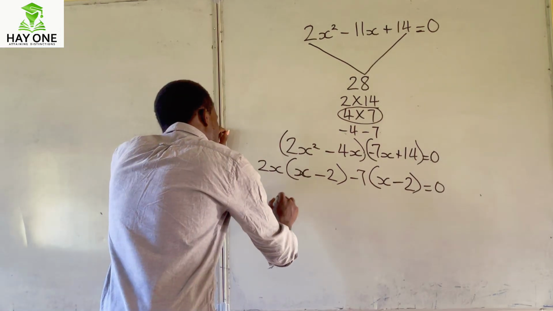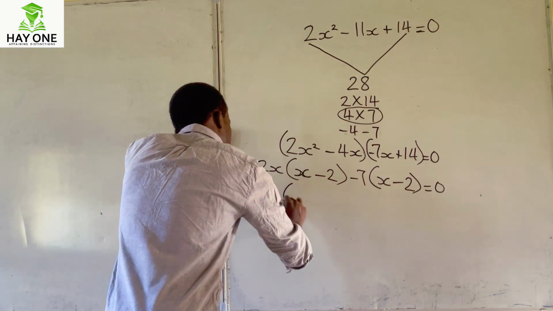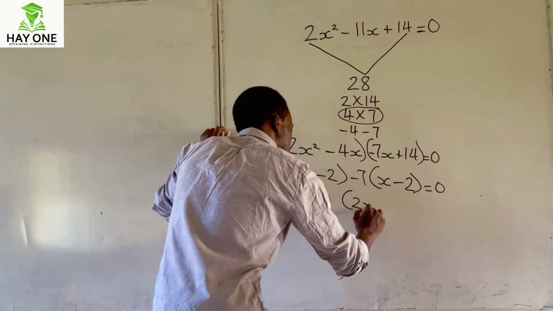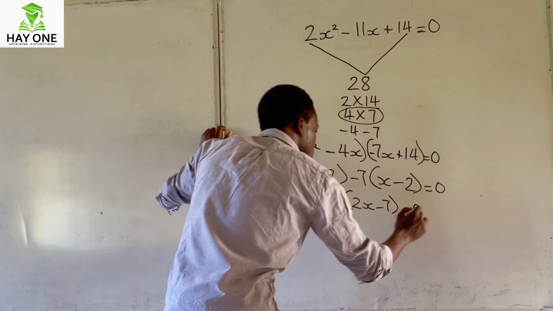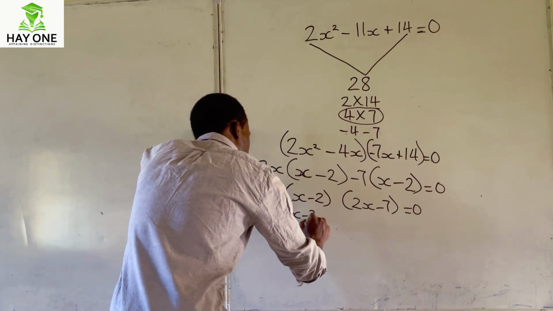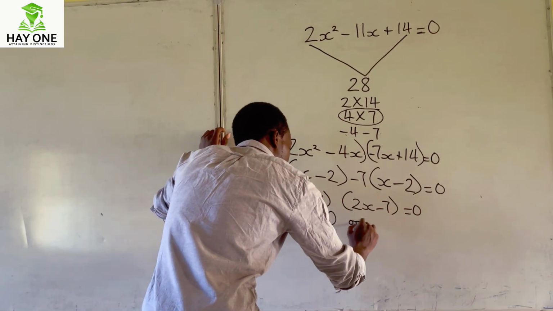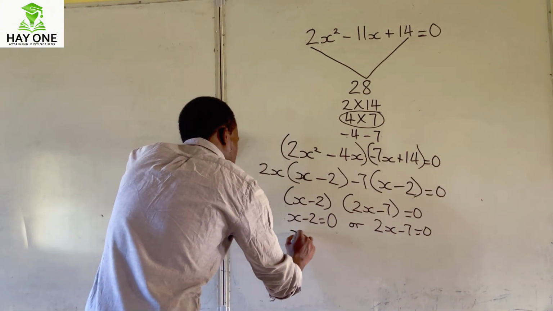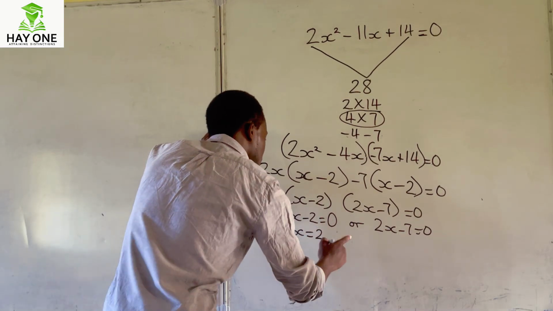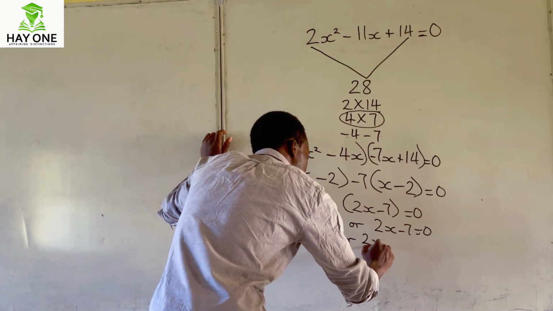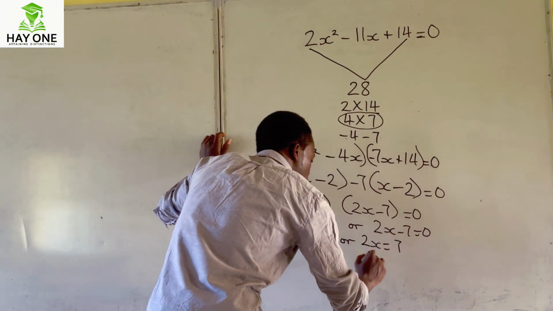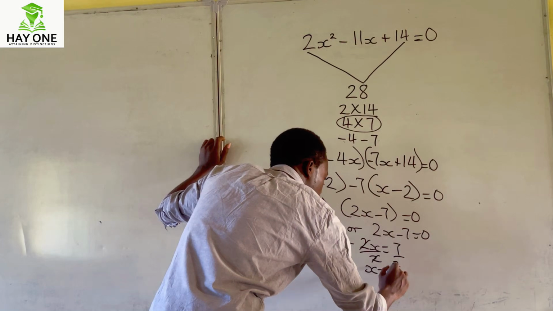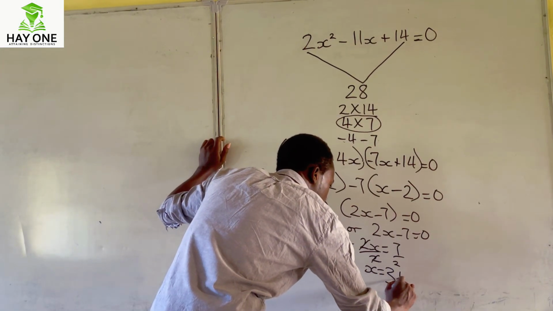Then the next thing is pick one of these brackets first, x minus 2. Then put this and this in brackets: 2x minus 7 equal to 0. Then you separate them. x minus 2 equal to 0, and 2x minus 7 equal to 0. Collecting like terms, you have x equal to 2 here. And here you have 2x equal to 7. To get your x, divide both sides by 2. So our x equal to 7 over 2, which is 3 and 1 over 2.